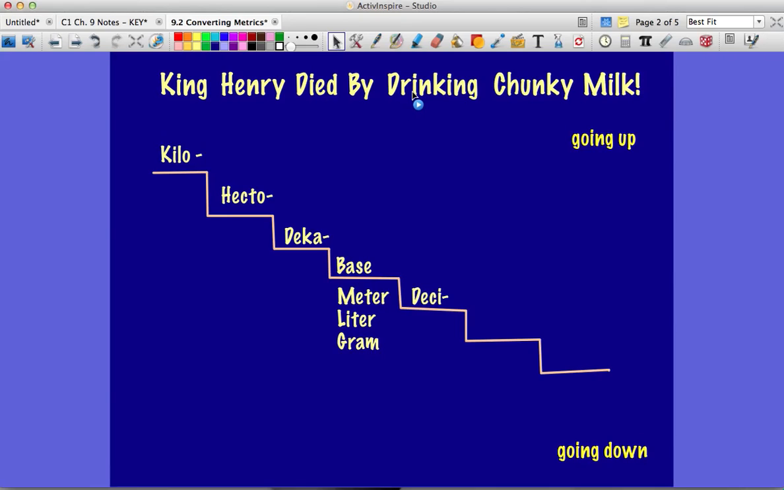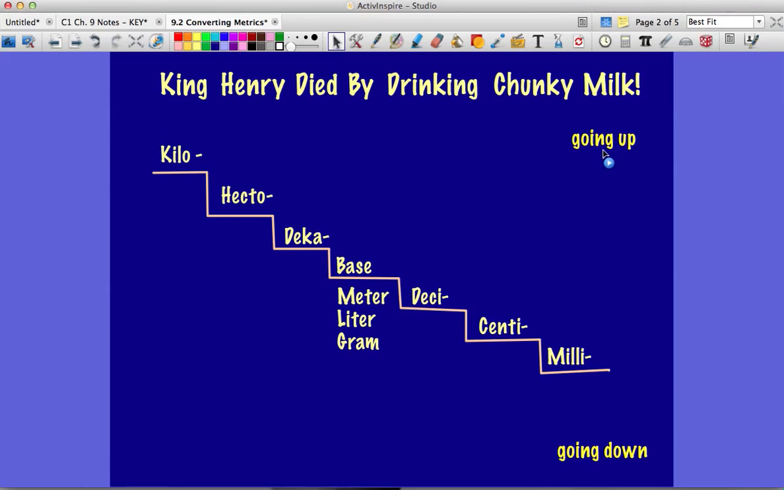Okay, drinking stands for deci, and then chunky stands for centi, and milk stands for milli. The ones we're most familiar with are kilo, centi, and milli, and of course our base units. However, you need to be able to go past these units to know how many spaces to move your decimal or how many to multiply by, etc.